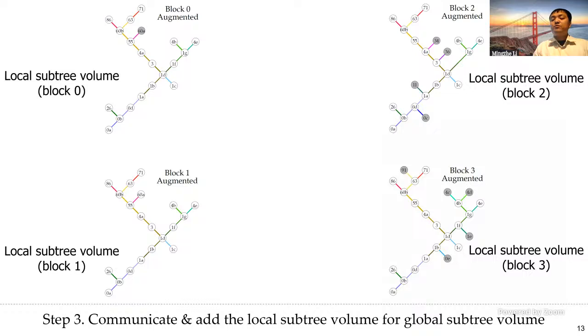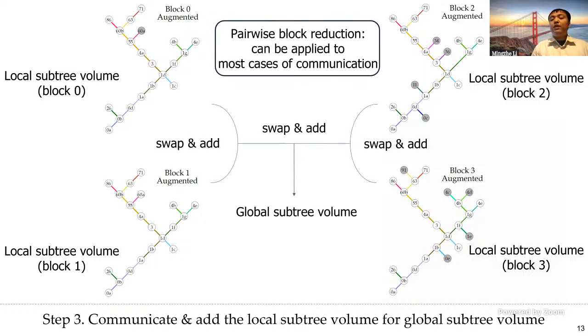To get the global subtree volume, we need to communicate and add all the local volumes of each superarc together. The communication strategy is again block reduction. It is similar to what we have used when computing the contour tree and the augmentation. We swap and add the local volume between top and bottom blocks, and then left and right. This process can be applied to most scenarios when we need to communicate the local data with other blocks.